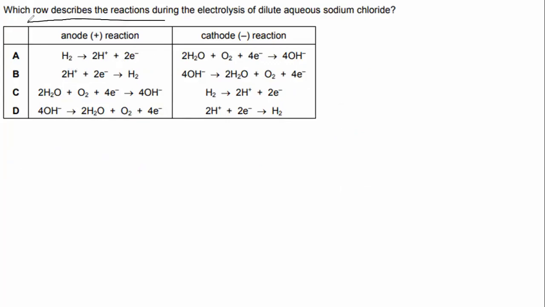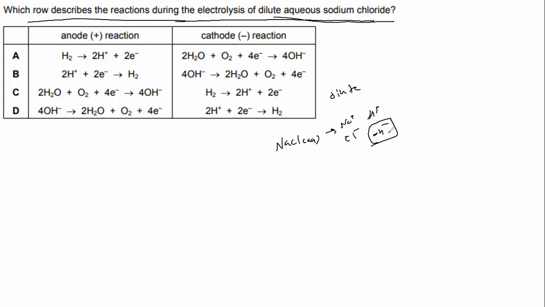Which row describes the reactions during the electrolysis of dilute sodium chloride? Dilute aqueous sodium chloride is NaCl aqueous, so Na plus, Cl minus, H plus, OH minus. Once more, because the solution is dilute, OH minus is the one that will be oxidized at the anode.